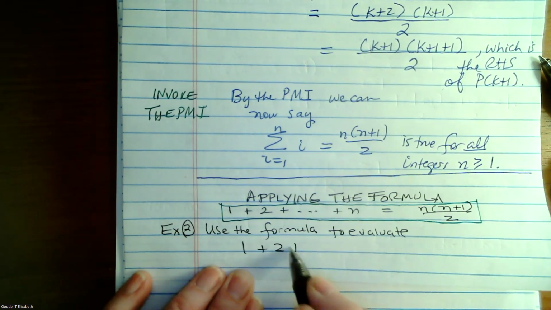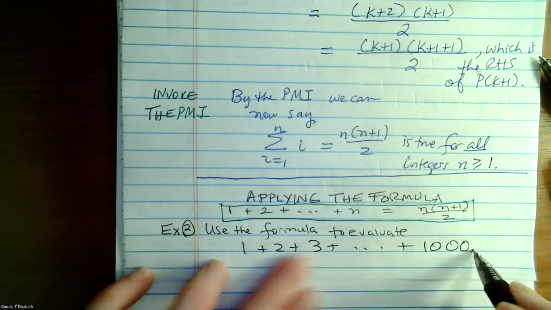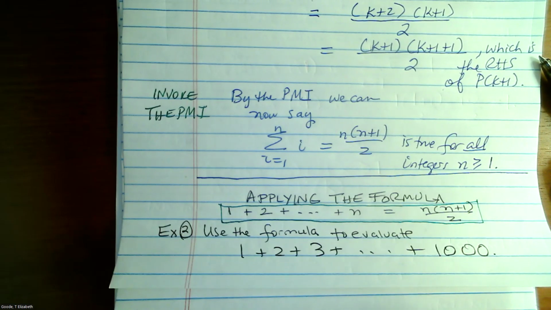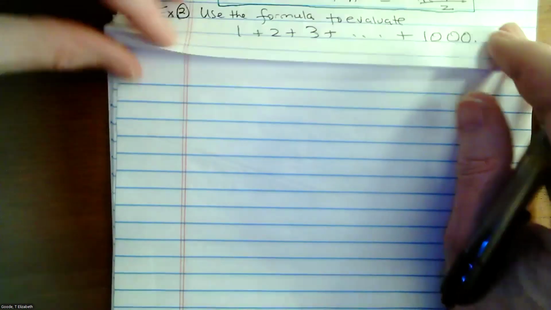One plus 2 plus 3 plus dot, dot, dot plus 1,000. So let's see if we can use the formula. This one's real easy. Super, super simple.